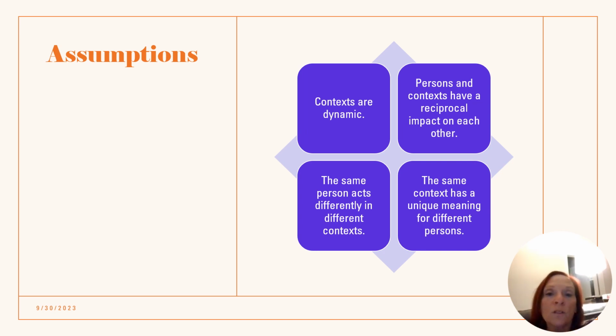The same person can act differently in different contexts. So we were talking about when you're considered a professional, you act professionally, but then you are the same person that you might go to a party and act totally different. So according to what context you're in, that is how you act. And the same context has a unique meaning for different persons. So someone that may not be professional may be at the same place that you are, but they're not acting the same as you are.